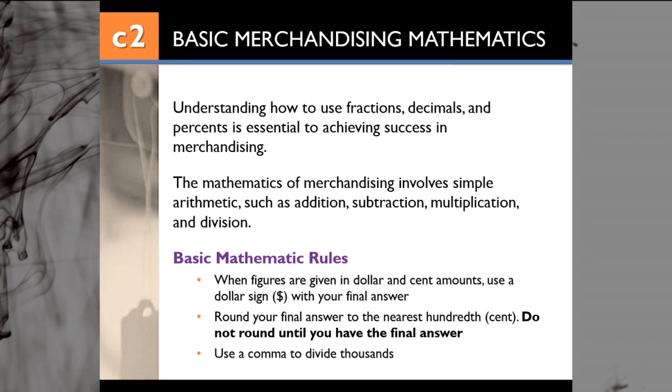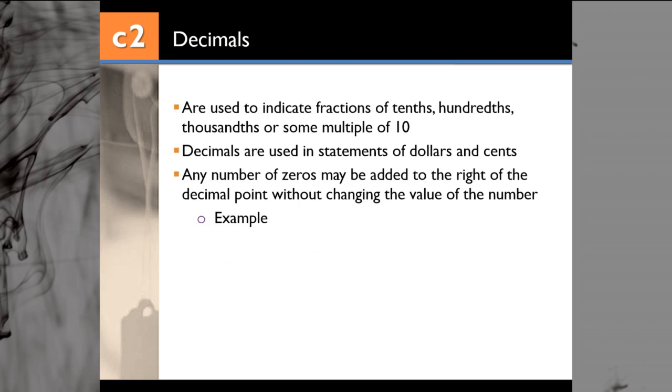And last but not least, you have to use a comma to divide the thousands. That's a common rule. For example, if you see $1,000, you have to put the comma after the 1 to divide the thousands. So you have to make sure to divide these units of 1,000. These are really simple and basic mathematical rules, but they are going to be applied to all of the retail math in this class. So make sure you know this part, and let's talk about decimals.